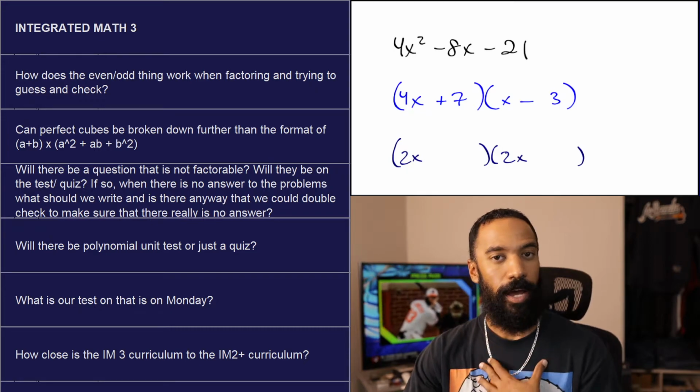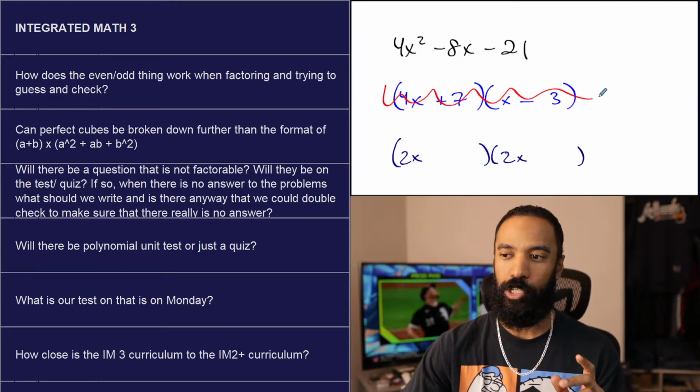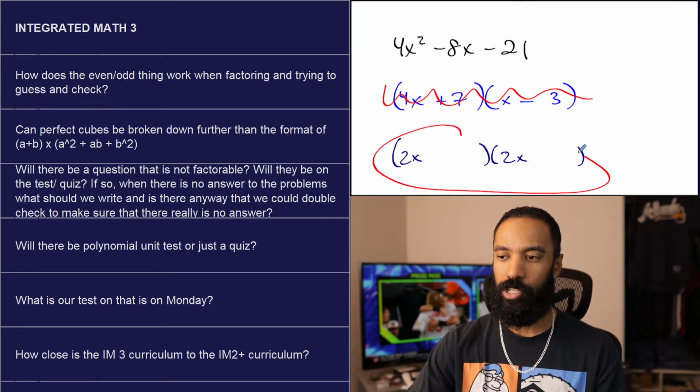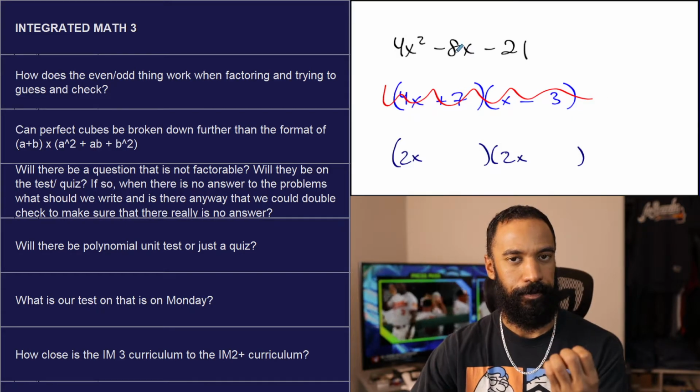And I'll be honest, if I saw this for the first time, I would have told you right off the bat, 4x and x would not have worked here. Only 2x and 2x would have. And it has to do with this number 8 being even.